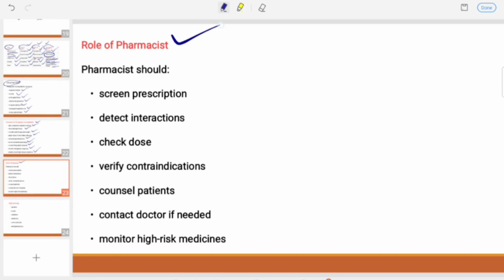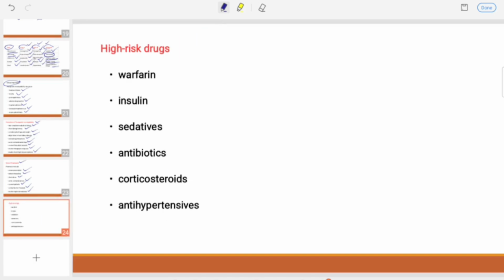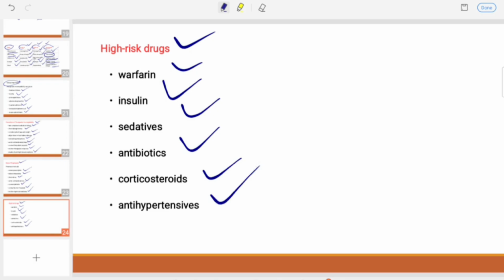Then the role of the pharmacist here. The pharmacist should screen the prescription before dispensing, detect any interactions, check the dosage properly, verify the contraindications, counsel the patient properly, contact the doctor if needed, and monitor high risk medicines. High risk drugs which are especially dangerous are warfarin, insulin, sedatives, antibiotics, corticosteroids and antihypertensives.